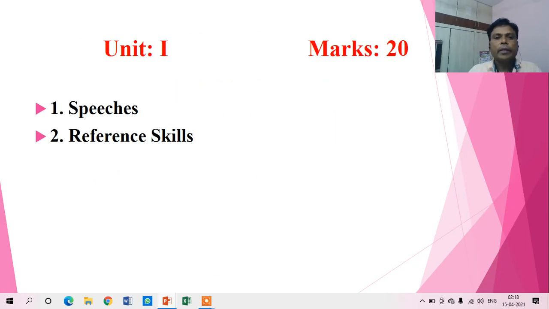Let us start with the first unit. The first unit in our syllabus carries 20 marks, and that unit is divided into two parts. The first topic in unit number 1 is speeches and the second is reference skills.